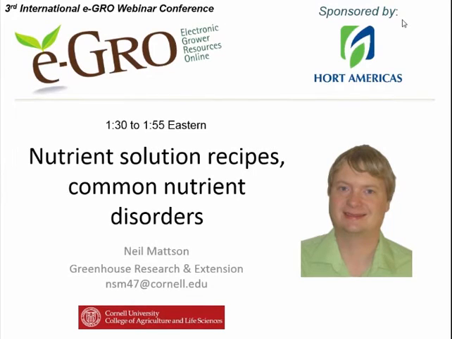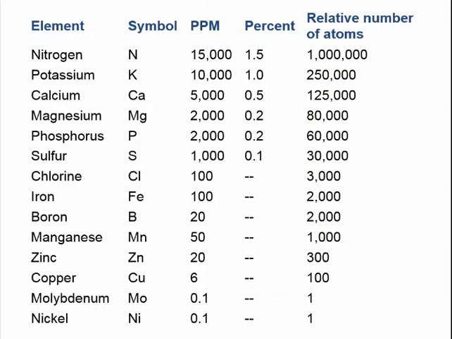I'm going to talk about specific nutrient solution recipes, and then show you some symptoms and talk about solutions to common nutrient disorders. And of course, as a reminder, you all know the reason that we're supplying these nutrient solutions is because there are essential elements that plants need, and they need them in different proportions. They're all important, they all have physiological activities, but we need to supply them in different proportions.